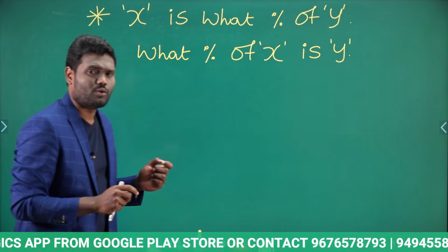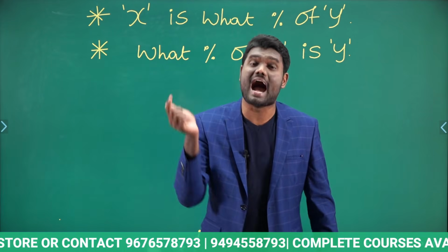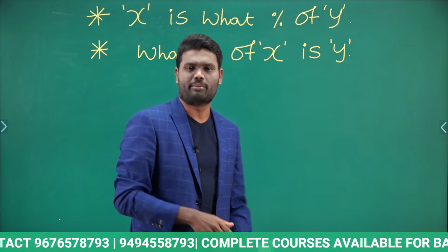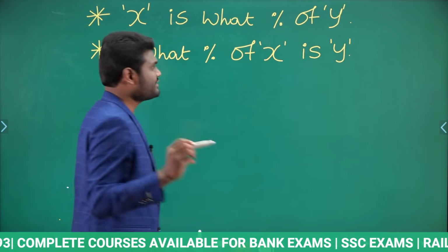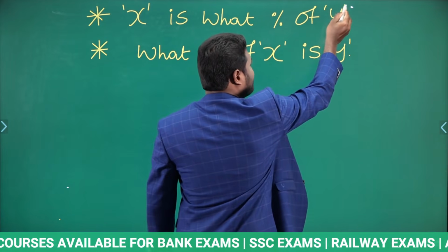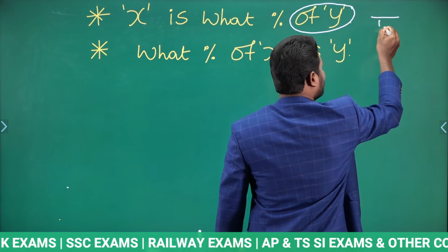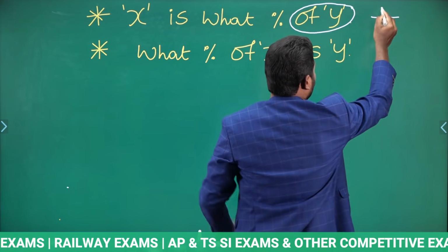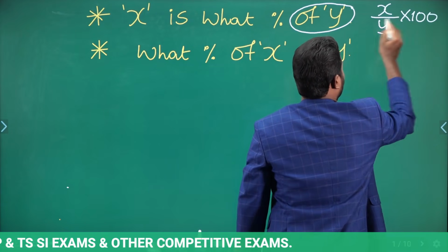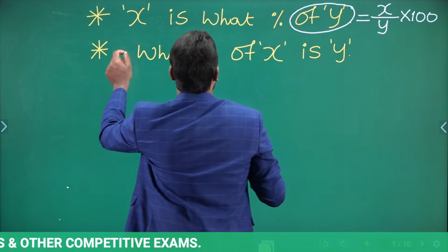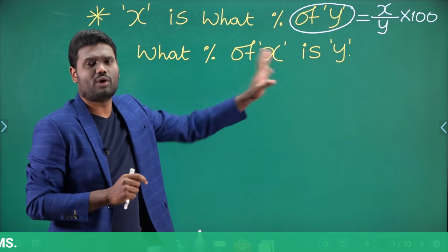So what I have told you, whenever you have statements in this way, whatever that is going to come after "of" should be the denominator. Yes or no? Look here, after "of" I am going to get Y. So Y should be my denominator and X should be my numerator. So X by Y into 100. Which means X is what percent of Y is the same as X by Y into 100.